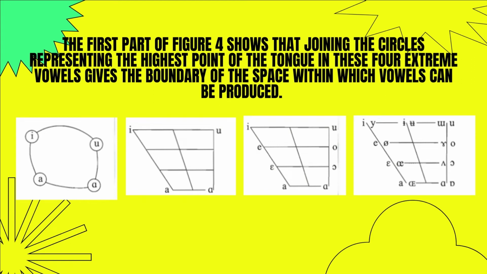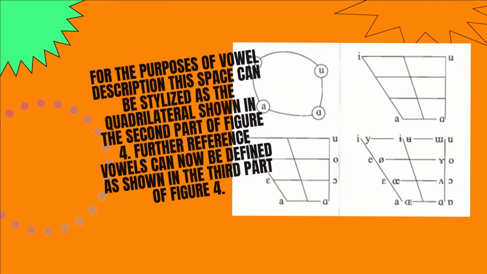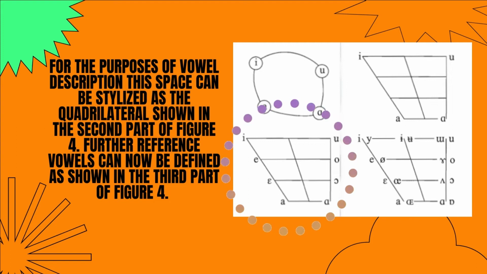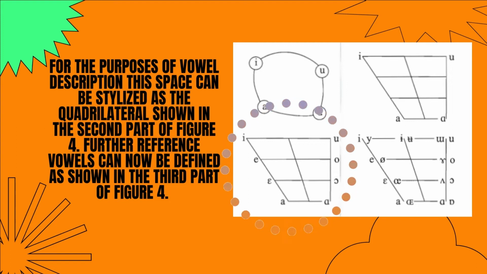And for now, we go to figure 4. The first part of figure 4 shows that joining the circles representing the highest point of the tongue in these four extreme vowels gives the boundary of the space within which vowels can be produced. For the purpose of vowel description, this space can be stylized as the quadrilateral shown in the second part of figure 4. Four reference vowels can now be defined as shown in the third part of figure 4.